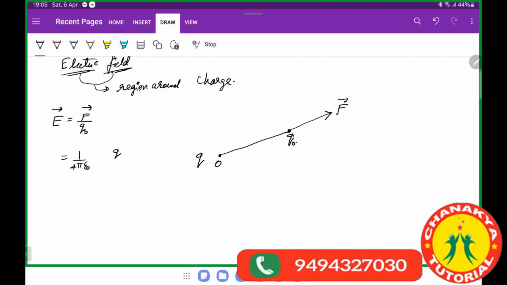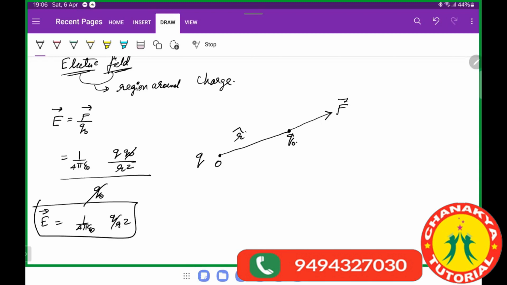It's okay. Remember our gravitational force. What was the gravitational force? G m1 m2 by r square, right? Similar: K q1 q2 by r square. Now q1 is Q, and q2 is Q naught, with r as the distance. Now divided by Q naught, the Q naught cancels. So what is the electric field formula? 1 by 4 pi epsilon naught Q by r square.